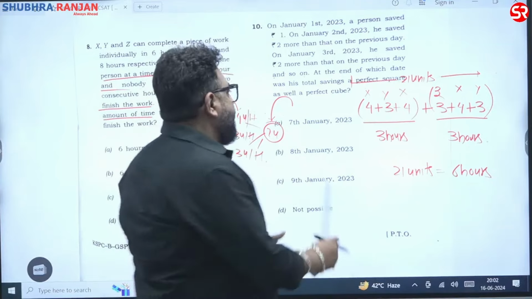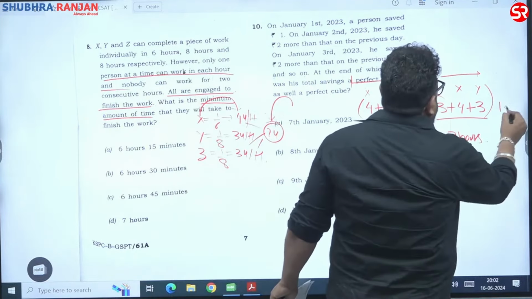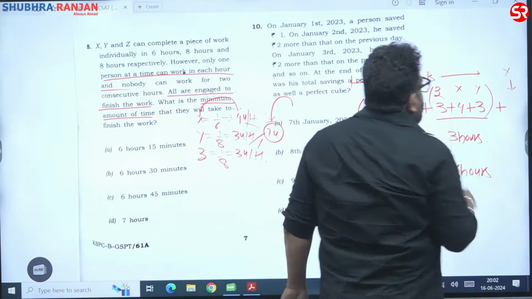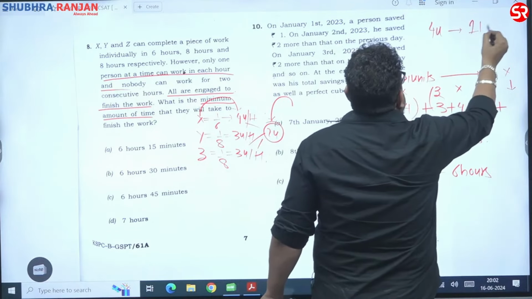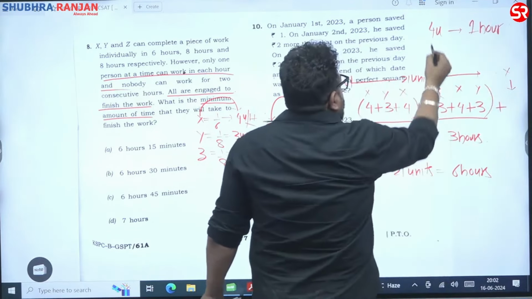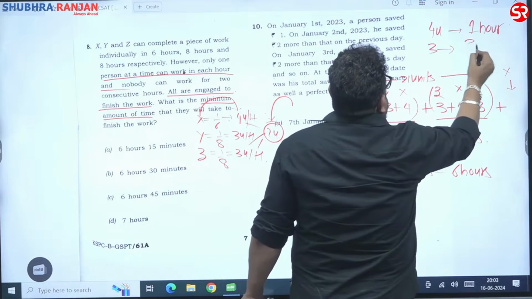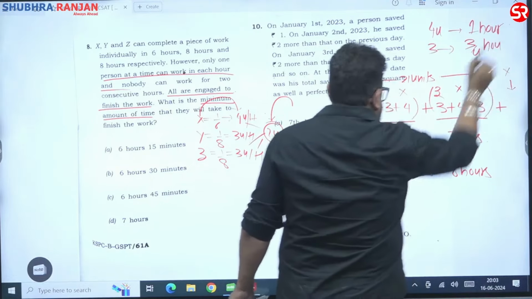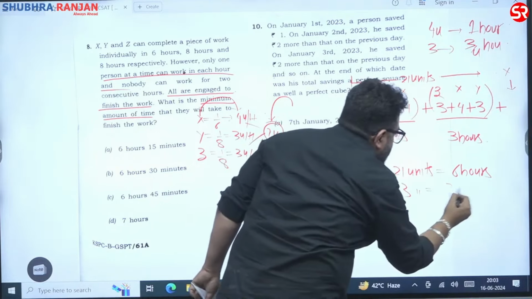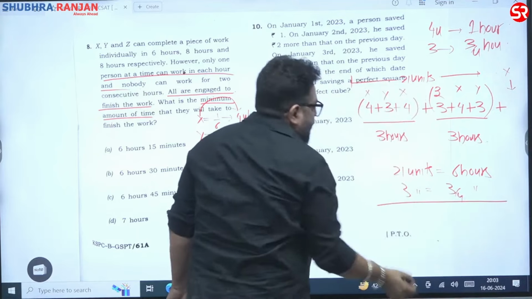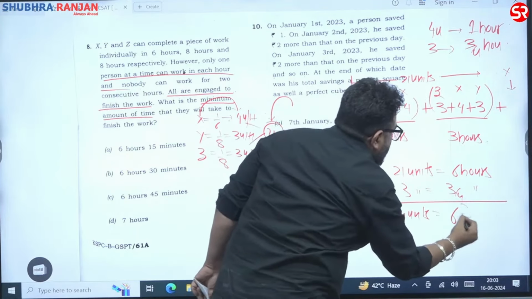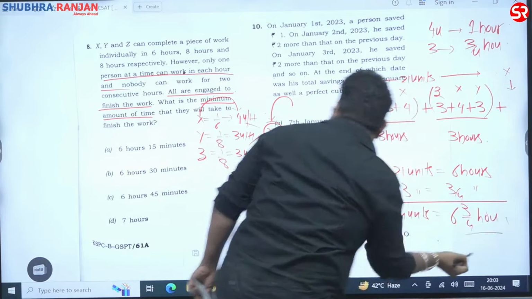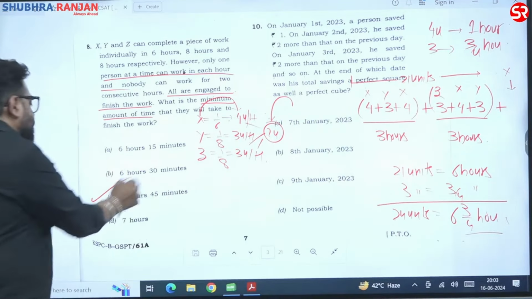So now I think again you would say, sir, X comes back. Now X makes 4 units in 1 hour, so 3 units would be made by X in 3 by 4 hours. So 3 more units in 3 by 4 hours. So total time is 24 units have been done in 6 3 by 4 hours. 6 3 by 4 comes out to be 6 hours 45 minutes.